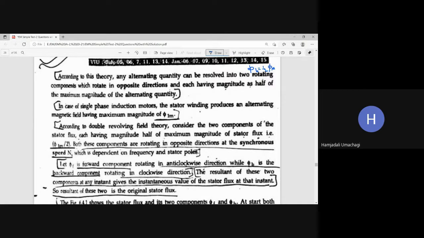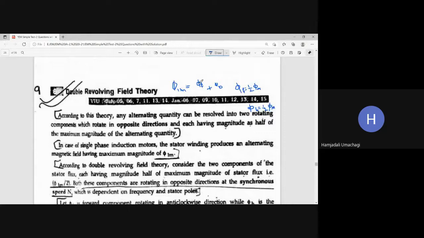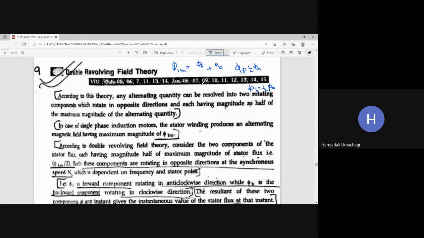Let phi f be the forward component rotating in the anti-clockwise direction. So now the stator flux is divided into two components, forward and backward. The forward component of the stator flux is rotating in the anti-clockwise direction, while the backward flux phi b is rotating in the clockwise direction.